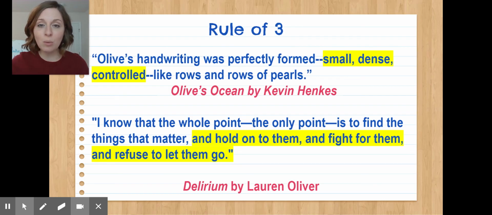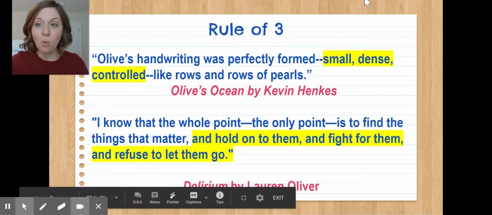Hopefully that helps explain a little bit more about what the rule of three is and why authors use the rule of three when they're writing.